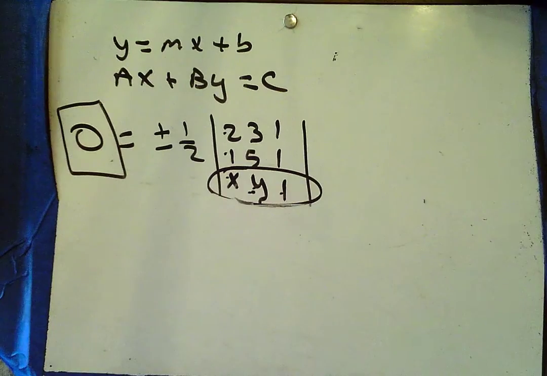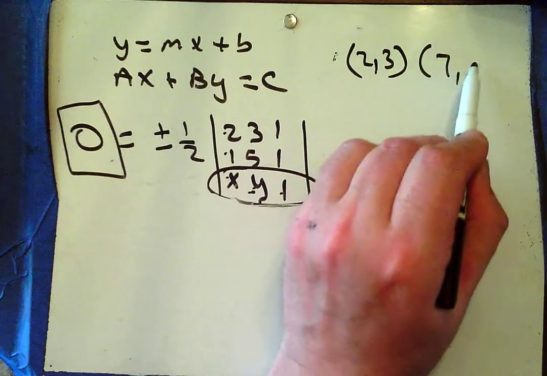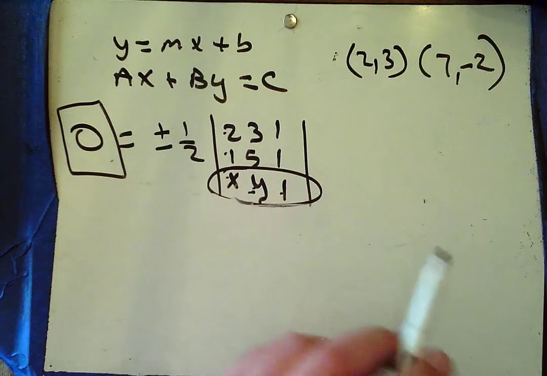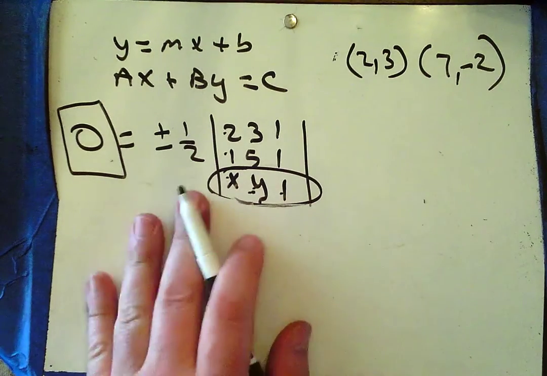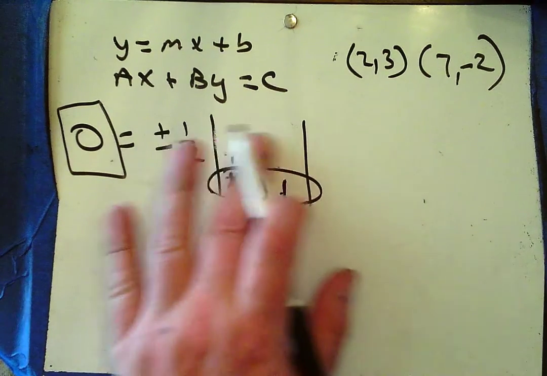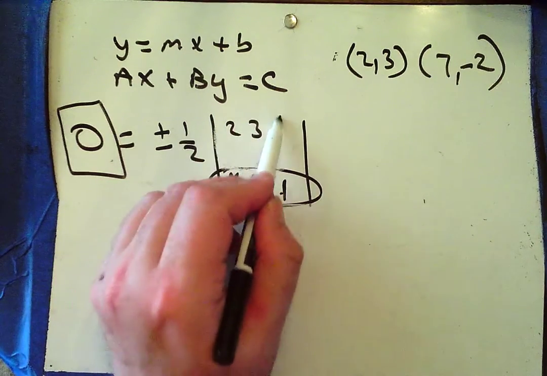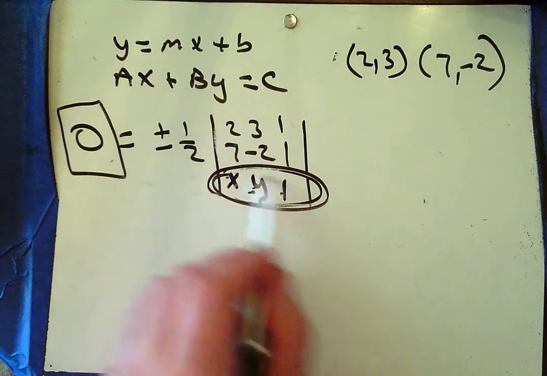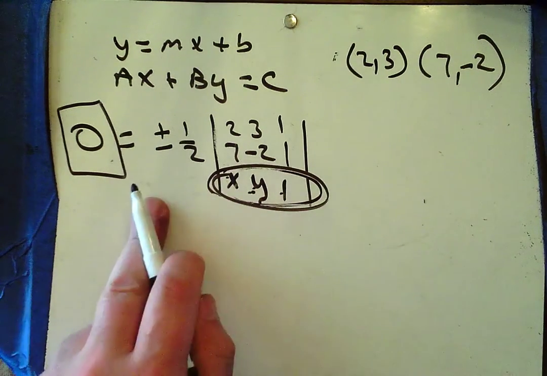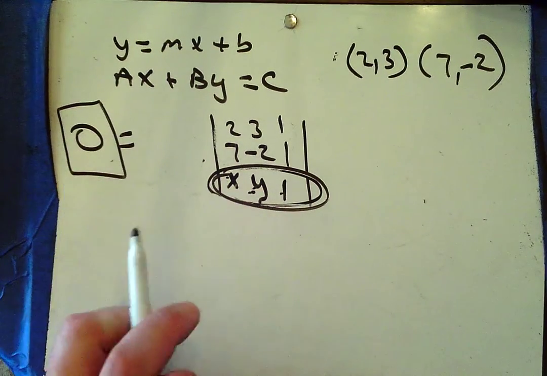All right, so for our last problem then, will you take these points, (2, 3) and (7, negative 2), and please write the equation of a line between those 2 points using this approach, okay? Welcome back. (2, 3), (7, negative 2). Remember, I need to expand along the bottom row. And remember, I'm going to multiply both sides, so really it's just determinant equals 0.